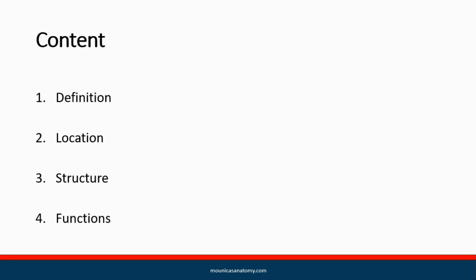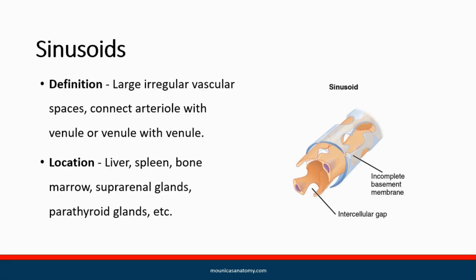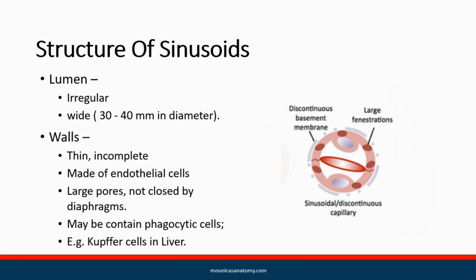We'll see definition, location, structure and functions of sinusoids. Sinusoids are large irregular vascular spaces. They connect arteriole with venule or venule with venule. Location: liver, spleen, bone marrow, suprarenal glands, parathyroid glands.